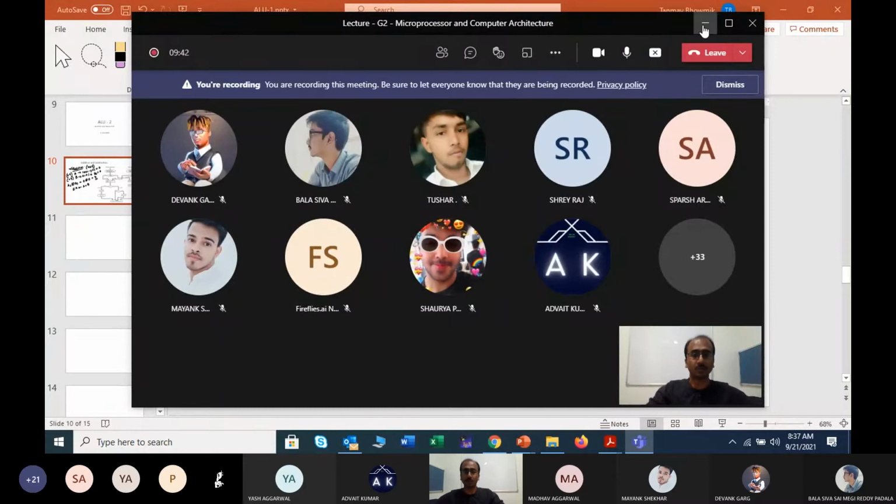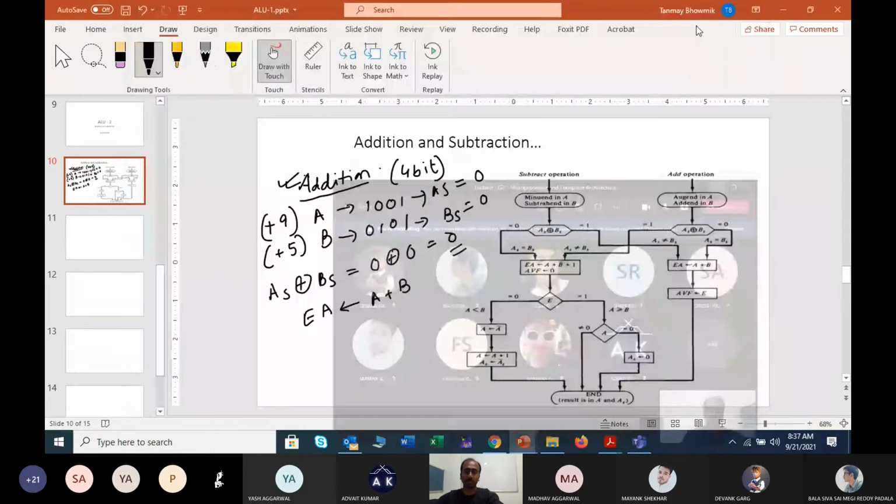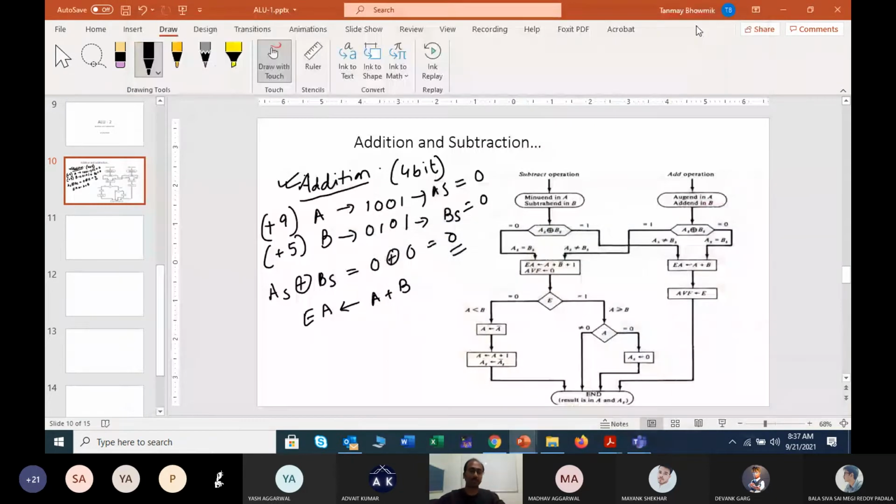If someone is coming late, I request any one of you, if chat is enabled, to write in the chat box that I am continuing with some examples.